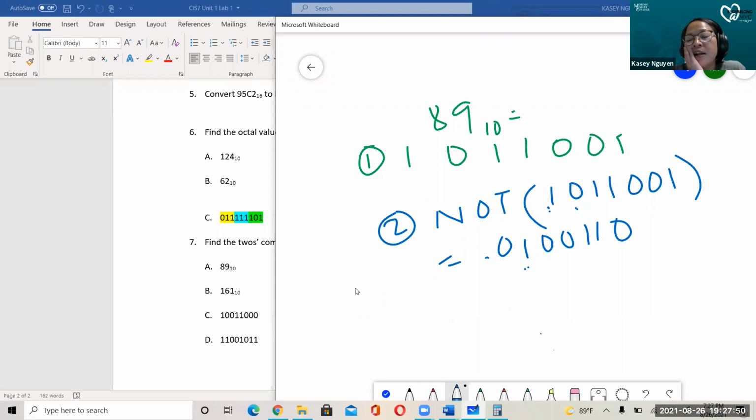And we will talk about logical operator next time on Tuesday.